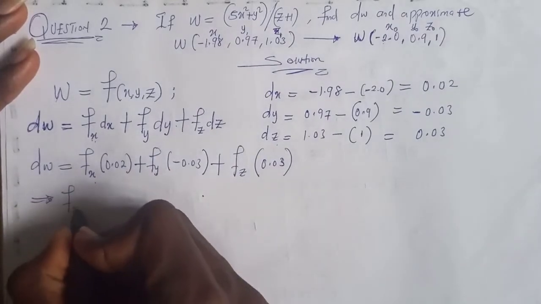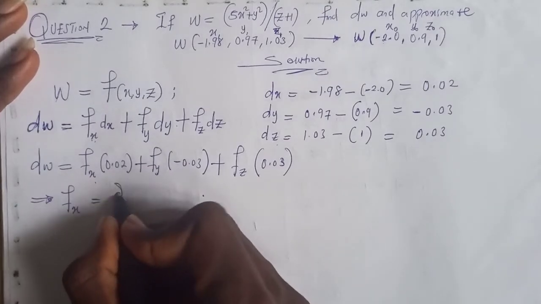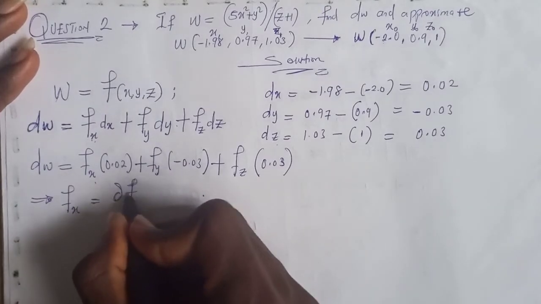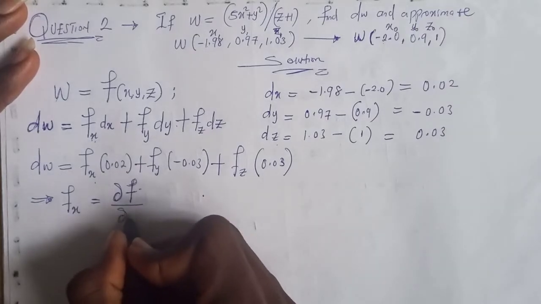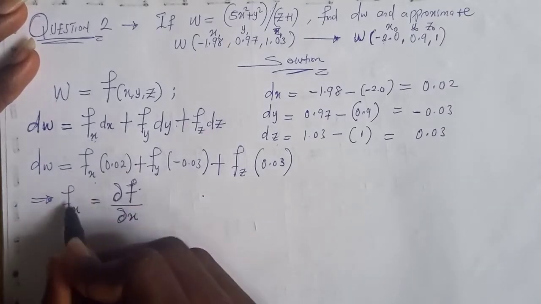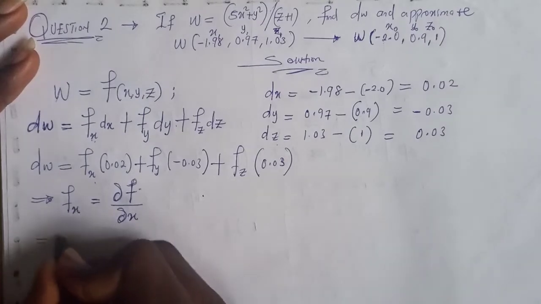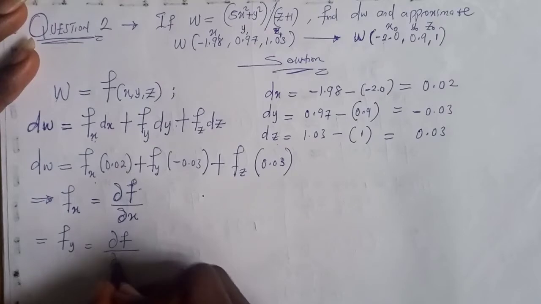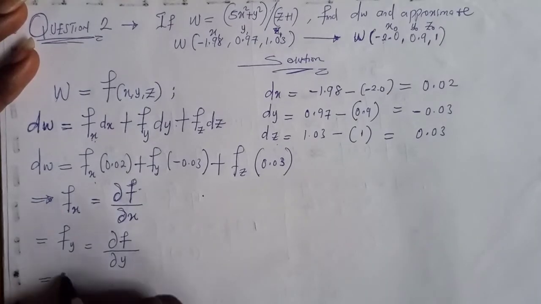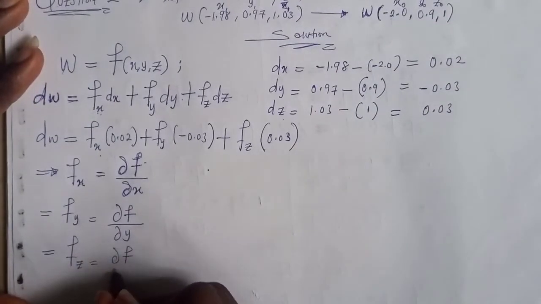To find fx simply implies differentiate that function partially with respect to x. Differentiate f partially with respect to x, while fy simply implies differentiate that function partially with respect to y. And at the same time, fz implies differentiate f of xyz partially with respect to z.